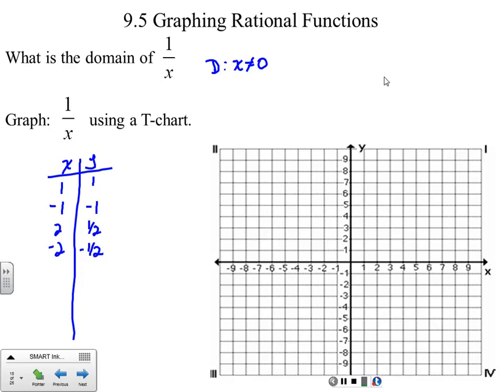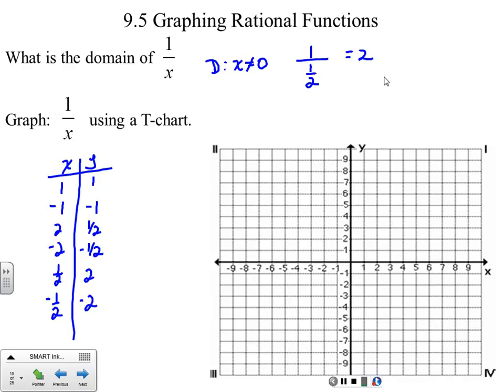But I want to see what happens when I get closer to 0. So let's try this. Let's try plugging in 1/2 and -1/2. Get closer to 0. So if I plug in 1/2 for x, do you remember how to do that? Do you remember how to do a complex fraction? 1 over 1/2. Yes. Basically, you're going to get 2. Right? And if I plug a -1/2 in, I'm going to get a -2.